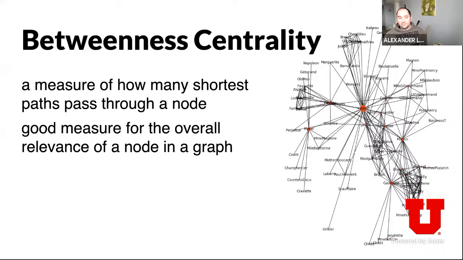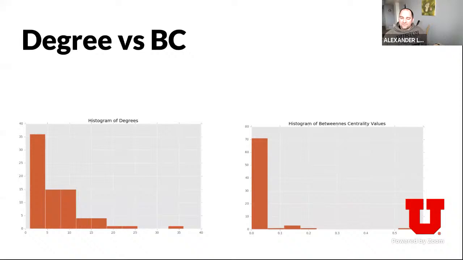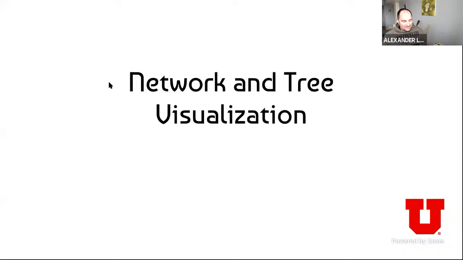If you compare these histograms, you see that betweenness centrality values have an even longer tail than degrees, which is not surprising given what I just showed you. Okay, so that's it on the background for network or graph theory. And now let's talk a little bit about network and tree visualization.